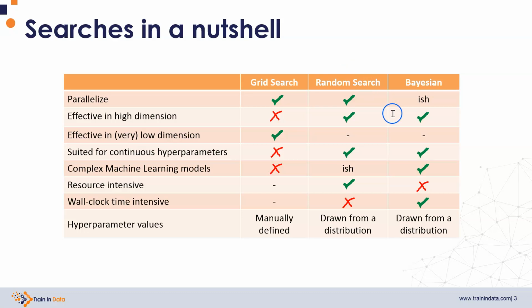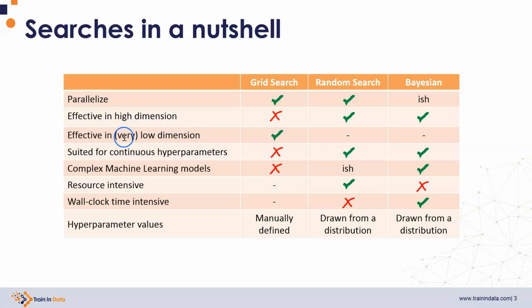We also discussed that random search is effective in high dimension. This is when we have a lot of hyperparameters, and so is Bayesian optimization. But grid search is not. On the other hand, grid search is effective in very low dimensions, whereas the other ones are not really designed to work with very few hyperparameters.